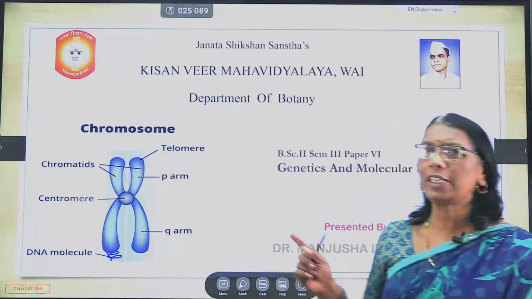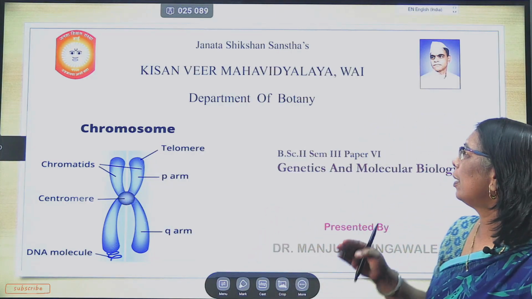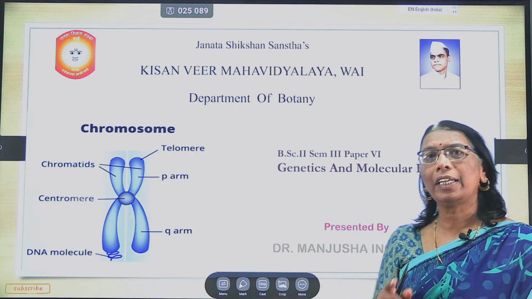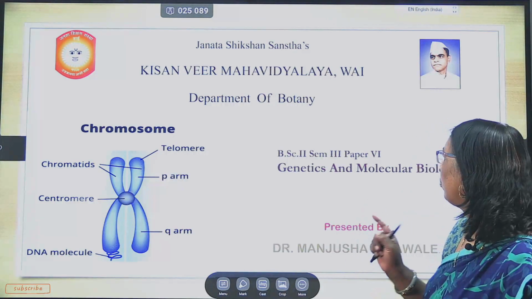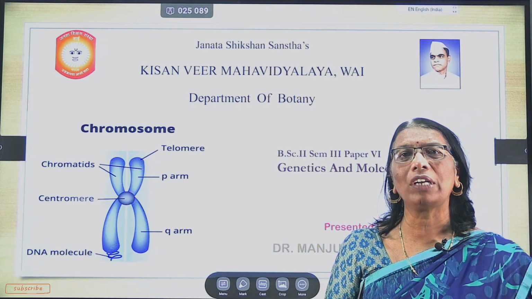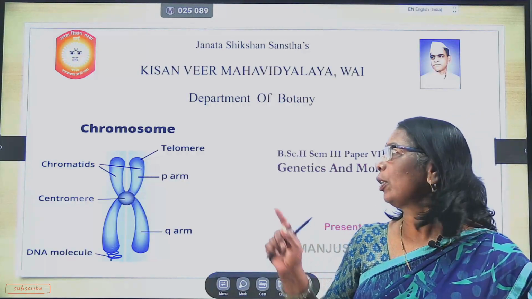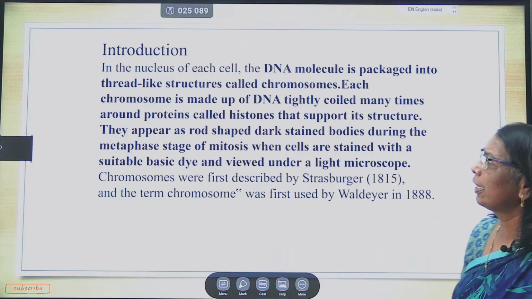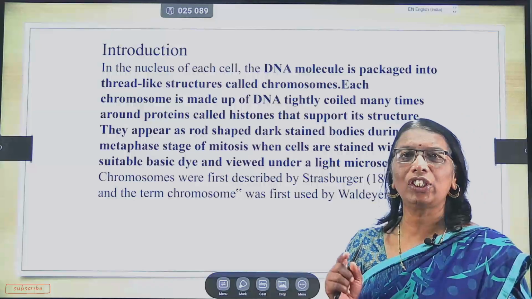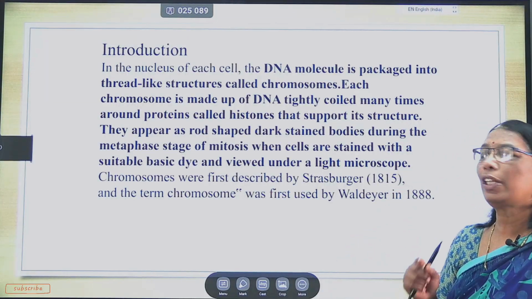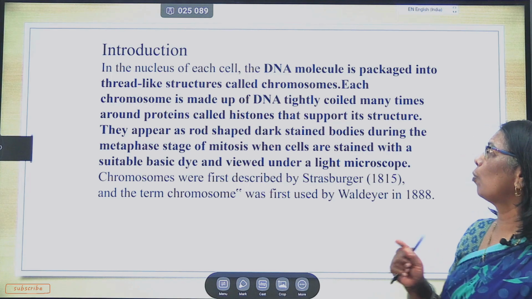In today's presentation, we will turn towards the BSc part 2, semester 3, paper 6. The title of the paper is Genetics and Molecular Biology. In this paper, we have to study the first point, chromosome. Chromosome, all of you know, is present in each cell. The DNA molecule is packed into a thread-like structure called chromosome.